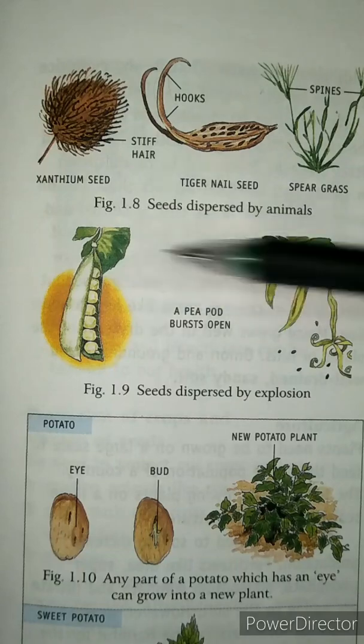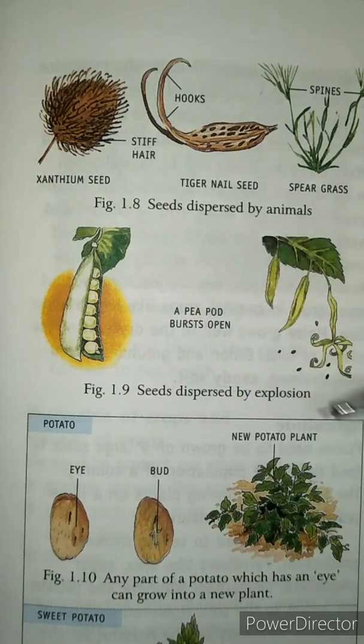The next one we have is explosion. Seeds dispersed by explosion. What happens here is that some fruits, like peas in a pod, burst open and explode when dry. Okay, and the force of the explosion helps to scatter the seeds, right?